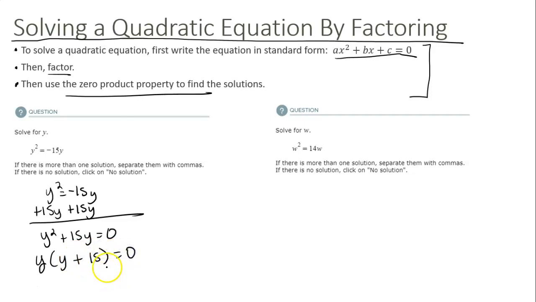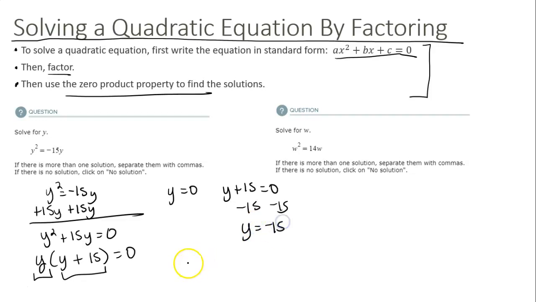There's no need to use the ABC tree because once I factored out the GCF, the y squared went away. I now have my 2 factors, y and y plus 15. So y could be equal to 0, or y plus 15 could be equal to 0, which means I would need to subtract 15 from each side, so y could be negative 15. So your 2 solutions are negative 15 and 0. You pause the video and try this one on your own. Don't forget that it needs to be in standard form before you start.